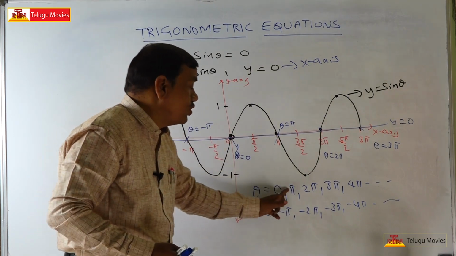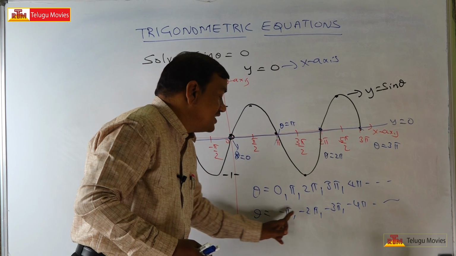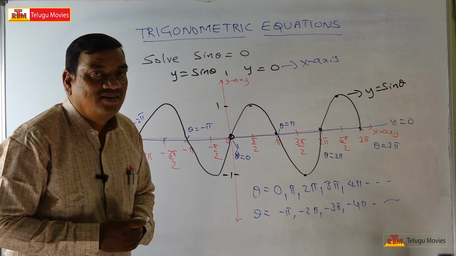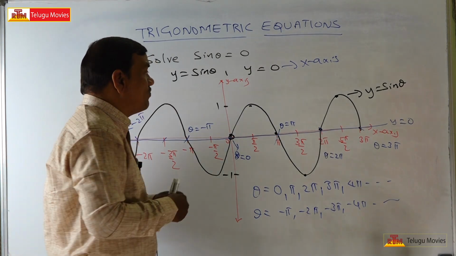What do you observe here? 0, 1, 2, 3, 4, minus 1, minus 2, minus 3, minus 4. Are they integers or not? They are integers. All these are what you are observing.